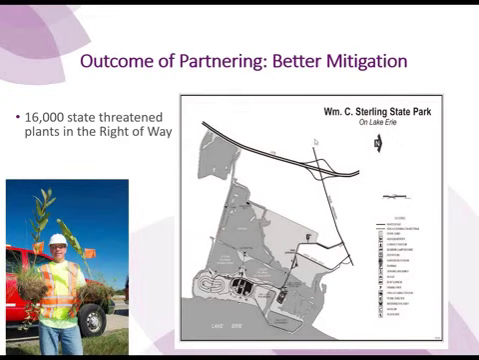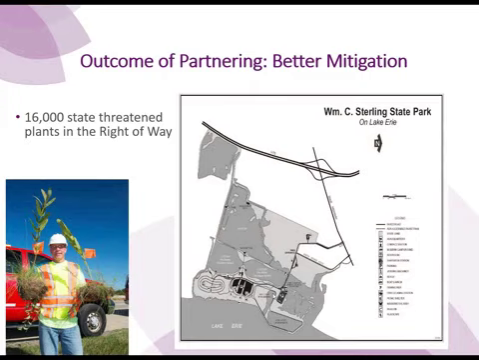Another positive outcome of our partnering, again, better mitigation. Because the highway right-of-way is kind of an island of Lake Plain Prairie in a sea of agricultural and urban land use, rare native plants thrive there. I mentioned earlier that the mowing practice tends to help those plants with their reproductive cycles as well. A plant survey identified 16,000 individual state-threatened plants that will need a state permit for relocation prior to construction. This is our largest plant mitigation initiative ever.